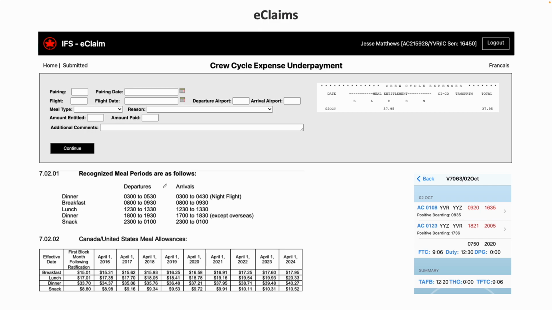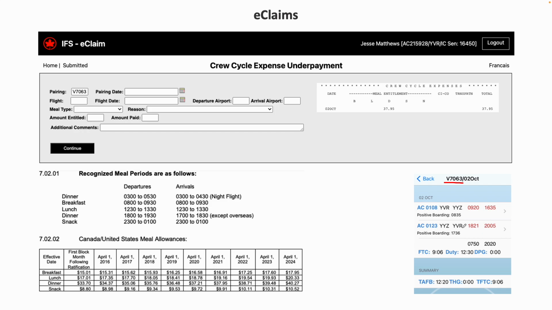Most of the fields to be completed are fairly self-explanatory. All the same, I will walk through them one by one. The pairing number for the pairing in question, where we are filing for the missing lunch per diem, is V7063. You can see that by looking in Globe at your schedule and matching it to what you observed in your flight summary.